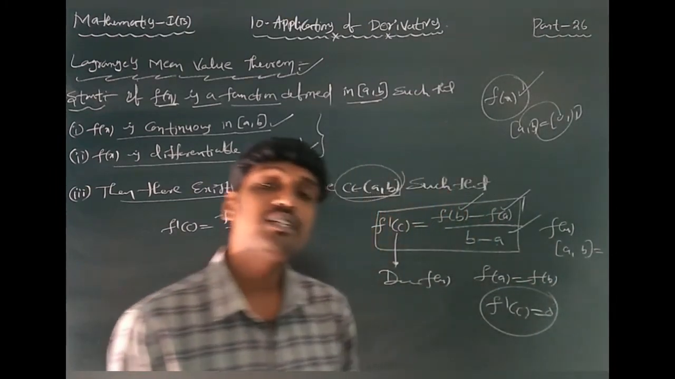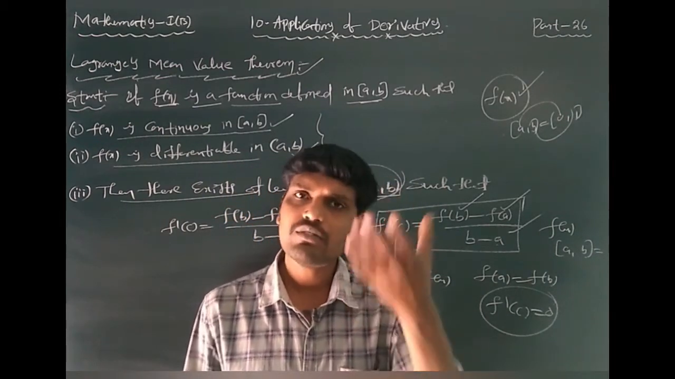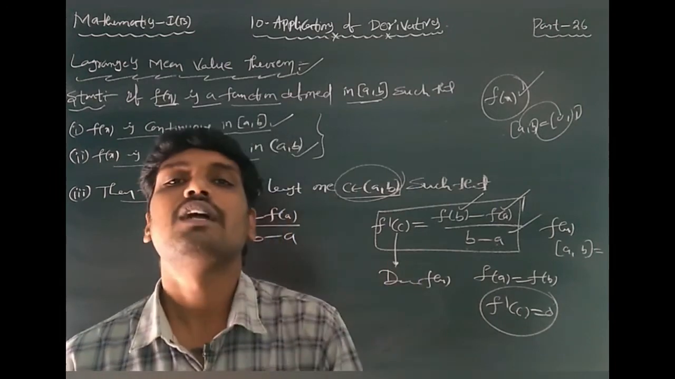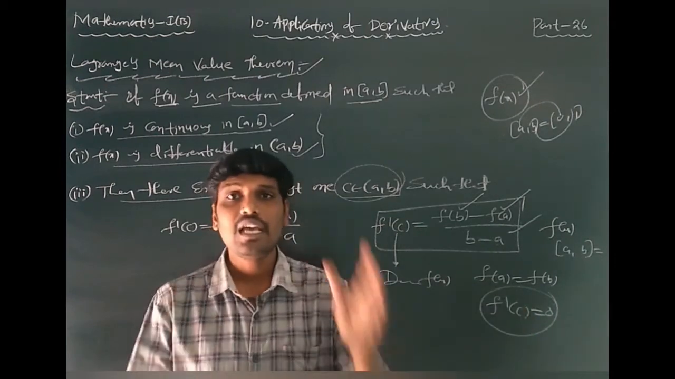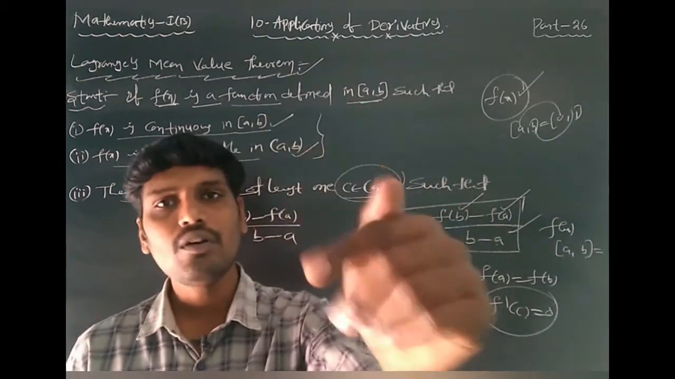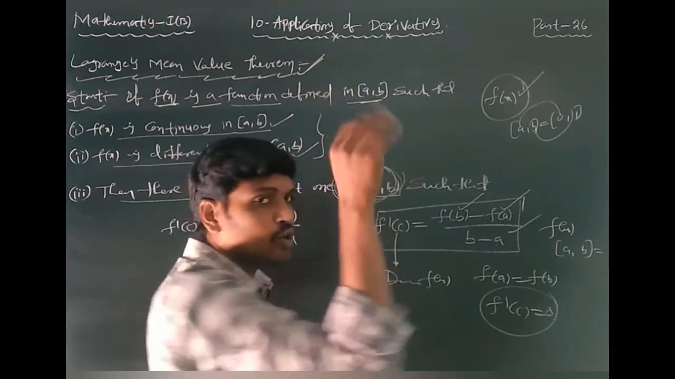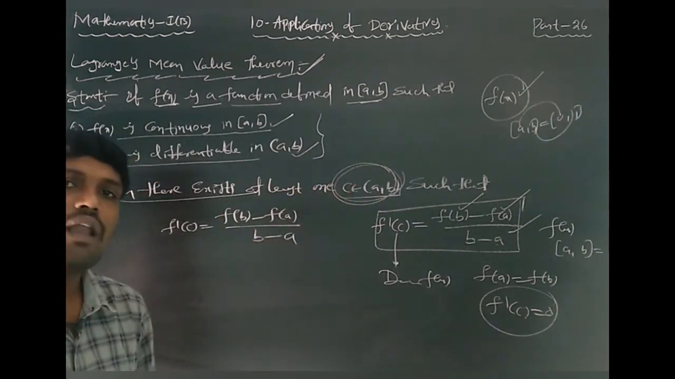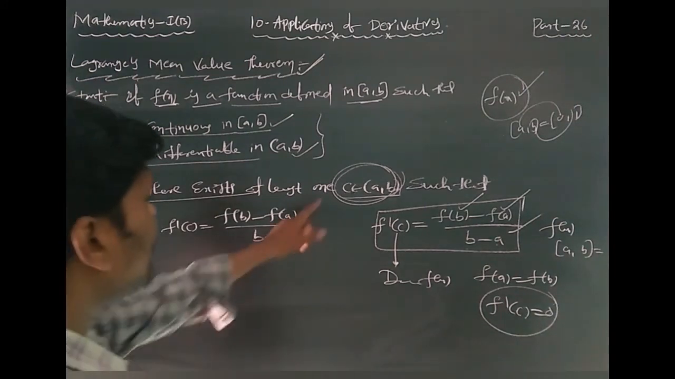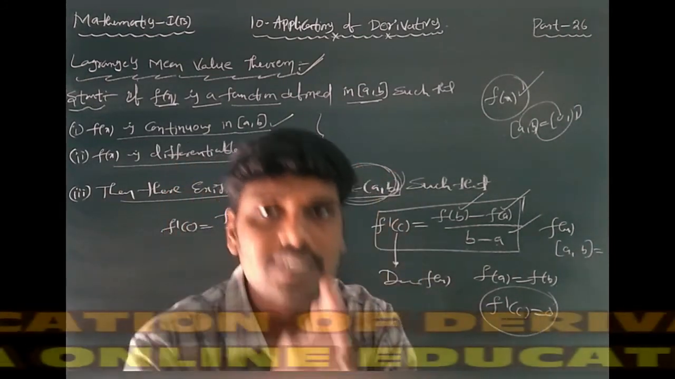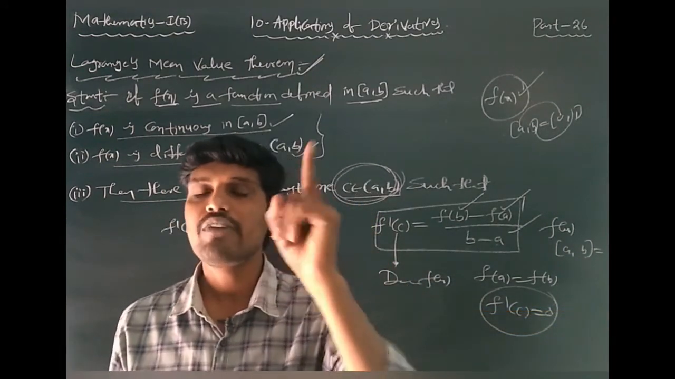How do you find f dash of c? First, f of x is given; differentiate both sides to get f dash x. Then substitute x equal to c in f dash x to get f dash of c. Set that value equal to 0 and you get the c value. In both Lagrange's mean value theorem and Rolle's theorem, this c value must belong to the open interval a comma b. Only then are the theorems satisfied; otherwise they cannot be satisfied. This is a very important point.